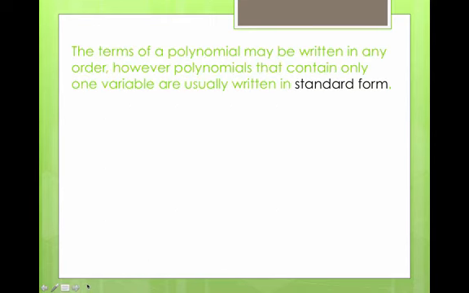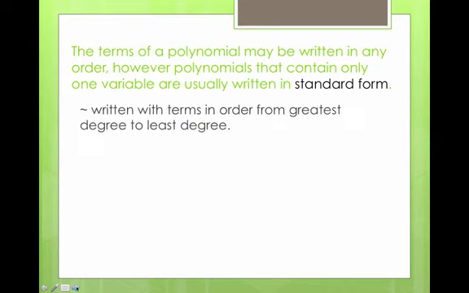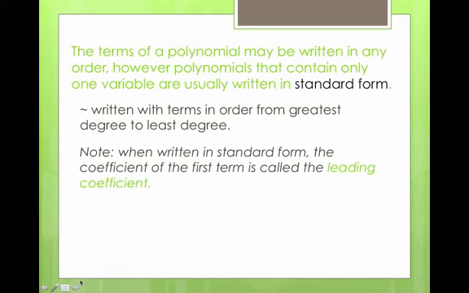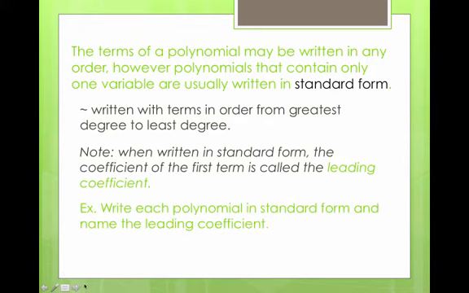All right, so I can write the terms of a polynomial in any order. However, I'm going to expect you to write them in standard form, and to write them in standard form, I'm going to ask you to write them in order from greatest degree to least degree. So the highest degree is going to come first in standard form. Okay, when it's written in standard form, then the coefficient of the first term is called the leading coefficient. It's the one that leads, it starts out. So we're going to be able to write a polynomial in standard form and name the leading coefficient.